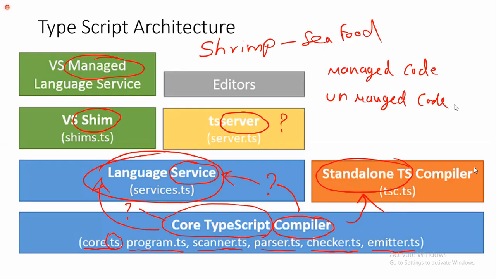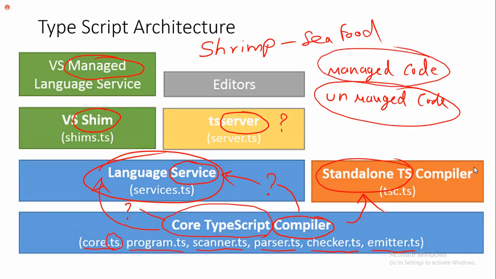Managed code means, remember one thing, the managed code and unmanaged code is nothing but the code understandable to every device. Unmanaged code means it is understandable only to a specific operating system. Unmanaged code is understandable to only a specific operating system. Managed code is understandable to every operating system.